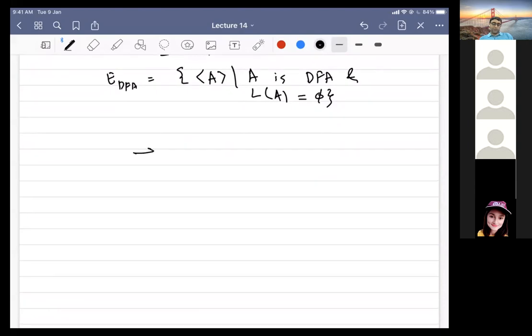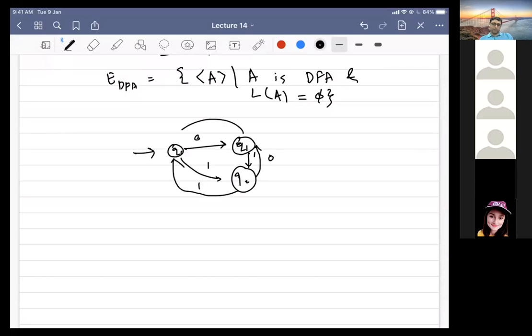For example, there's another possibility. Let's say Q1, and on zero it goes to Q0 from Q1. And on one, it goes to Q2. It comes here, it goes here. And let's say one here and zero here, but there is no accept state. So this is again a DFA which does not accept any string. So there could be infinitely many different DFAs which do not accept any language. So the question is, is the language E-DFA decidable?